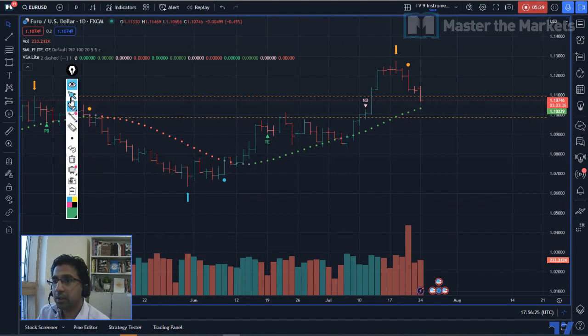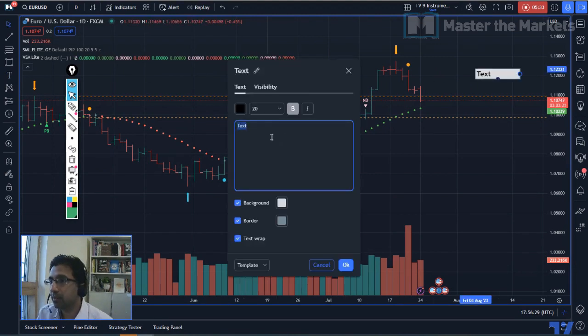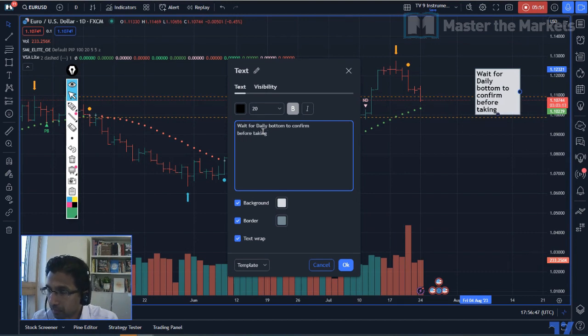Okay. So I will type in the same thing over here. What we will say is wait for daily bottom. Just write that in here. Daily bottom to confirm before taking continuation move on weekly.